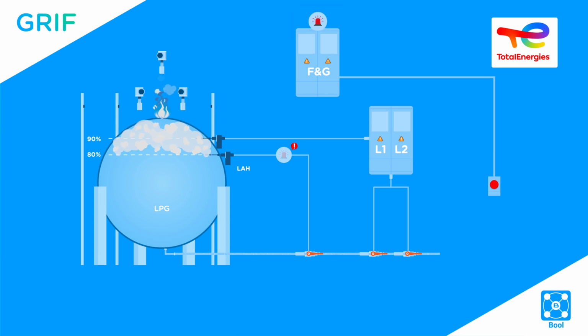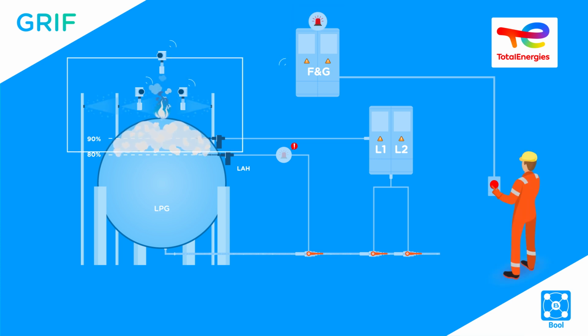An alarm is triggered to warn an operator. The operator will activate the push button to start the deluge system.